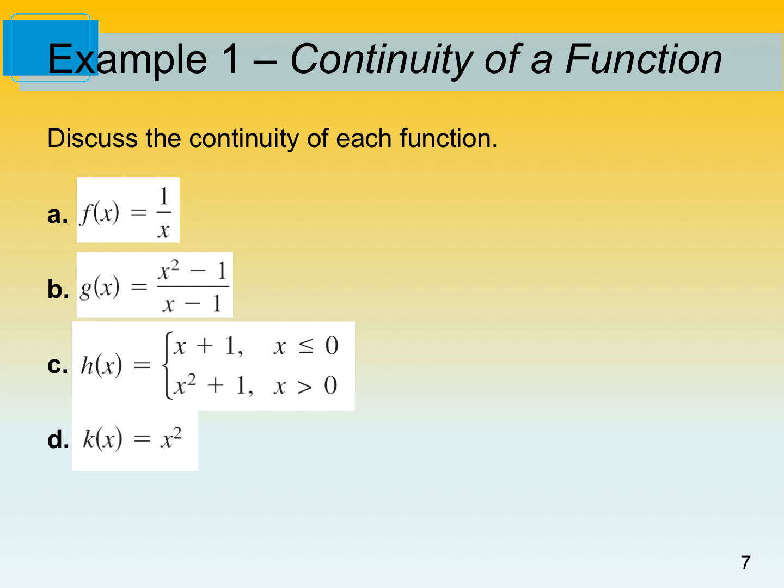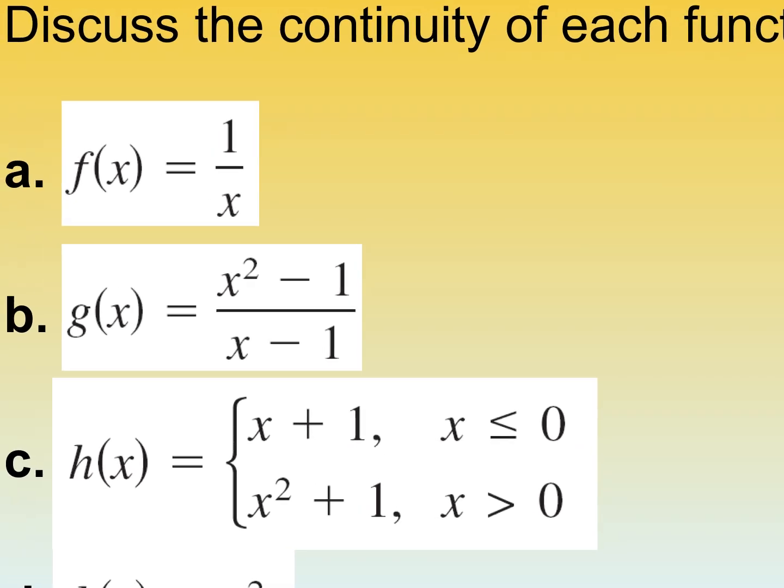So we want to discuss the continuity of each function. So when we're talking about whether it's continuous or not, it helps to know what the graph looks like. So f of x equals 1 over x. This is one of those graphs that I told you, it helps to just have memorized what it looks like. You could always just plug in values and see, but our graph of 1 over x is going to look like this.